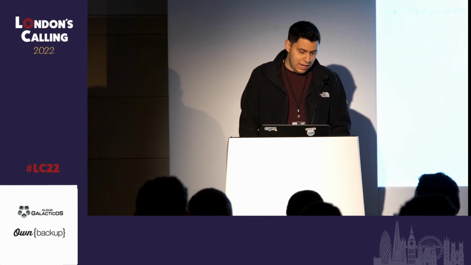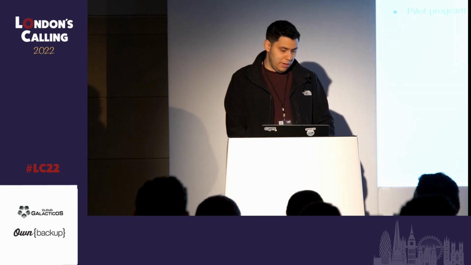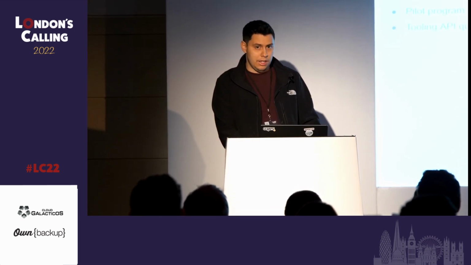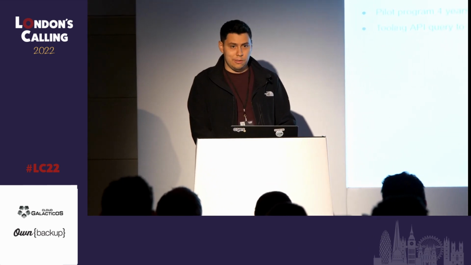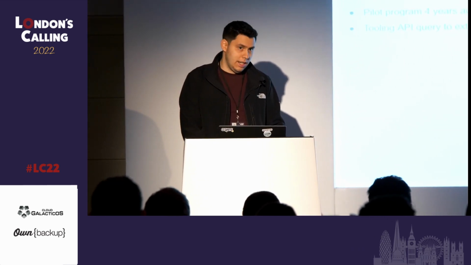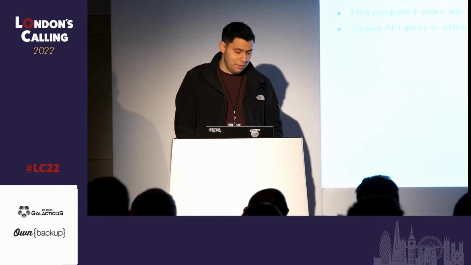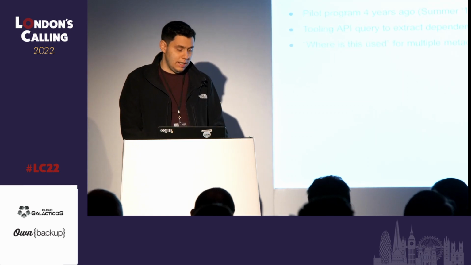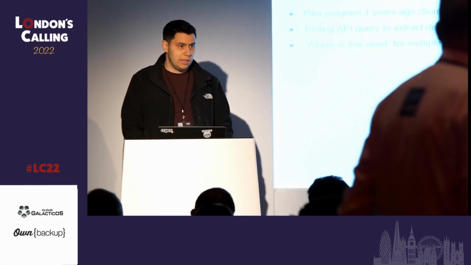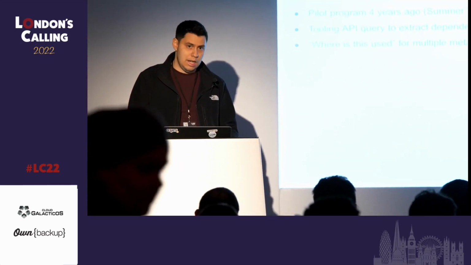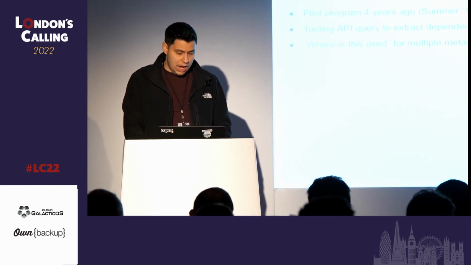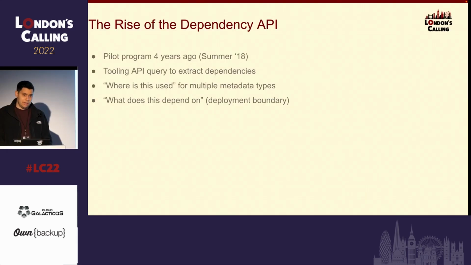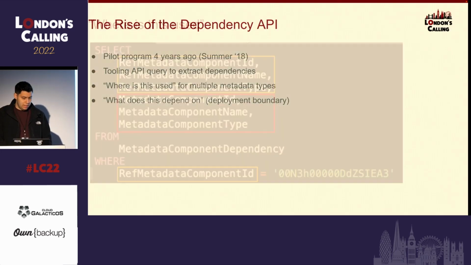Okay, so the API started as a pilot program 4 years ago in summer 18, and it's basically an object on the tooling API that allows you to extract dependencies in metadata. Of course, I'll give a proper example of this. So it basically supports two main use cases. The typical where is this used, where you want to see where some metadata type is used in other metadata. And then what I call a deployment boundary, which is understanding all the dependencies of a specific metadata type.